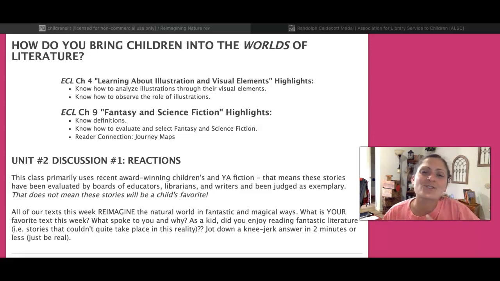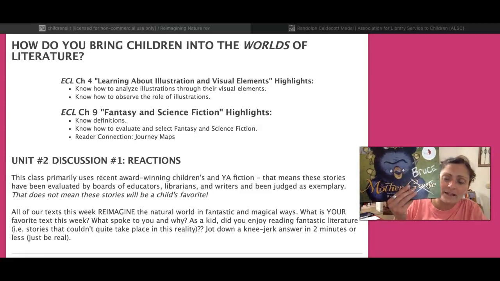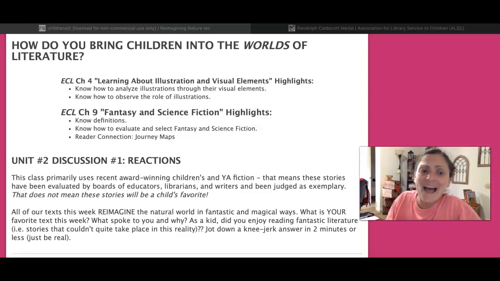And it introduces us to the terminology that we use to say why we like or don't like a picture. And that is something that you've probably been able to experience since before you could read. You knew what you liked and what you didn't. Now, how do you talk about it, and how do you talk about the selections that you're making for Kids Lit? So know how to analyze it with the visual elements, know those terms, and also how to observe the role of illustrations within the book and the reading experience for a kid.